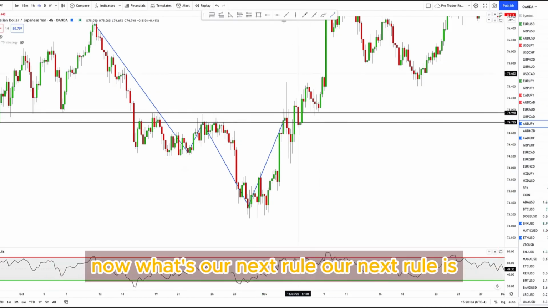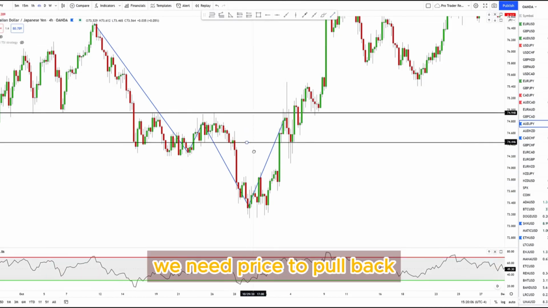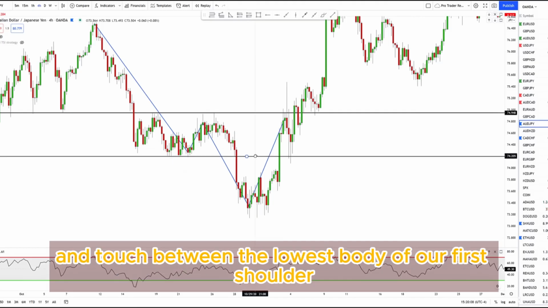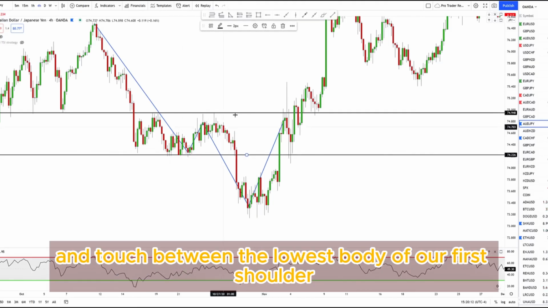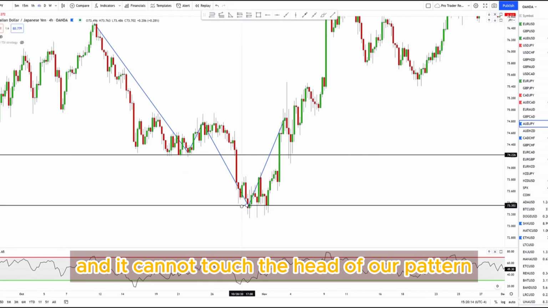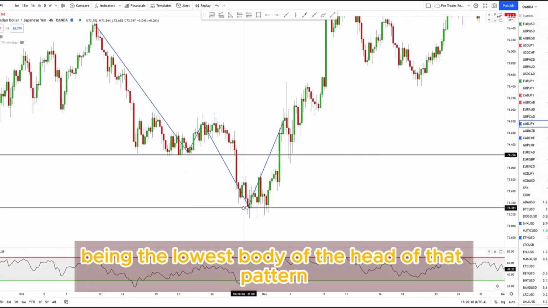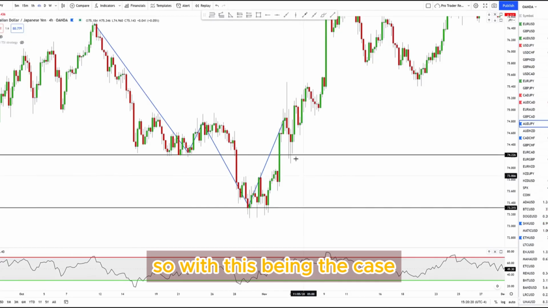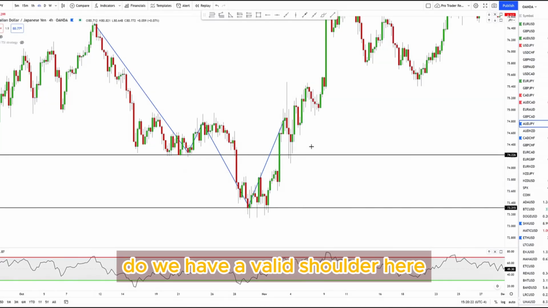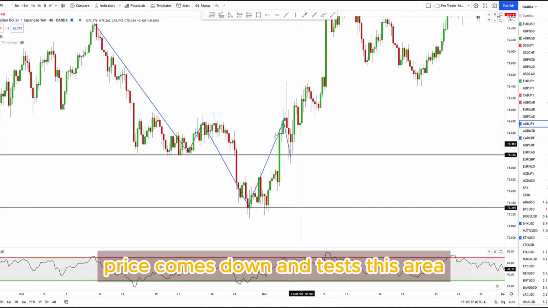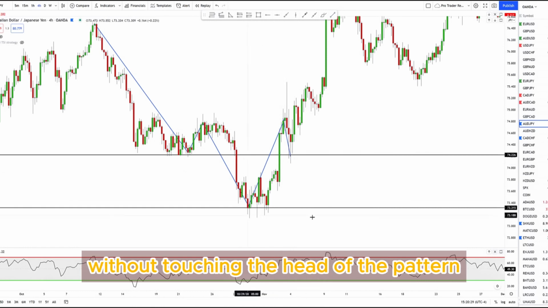Now, what's our next rule? Our next rule is we need price to pull back and touch between the lowest body of our first shoulder, and it cannot touch the head of our pattern, being the lowest body of the head of that pattern. So, with this being the case, do we have a valid shoulder here? Yes, we do. Price comes down and tests this area without touching the head of the pattern.